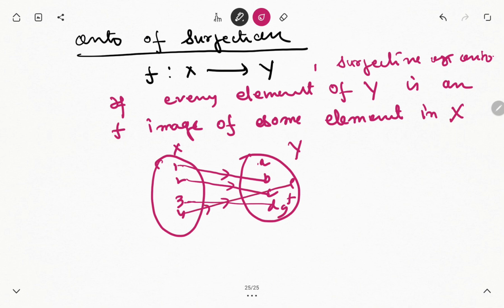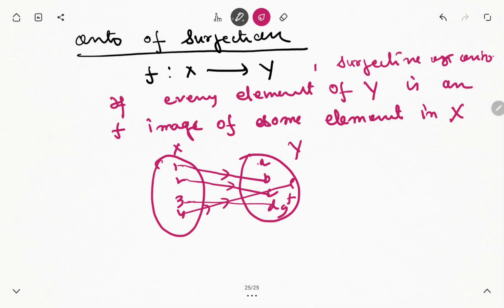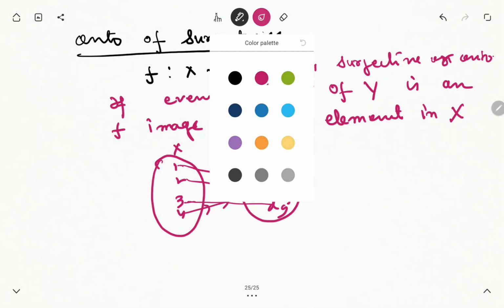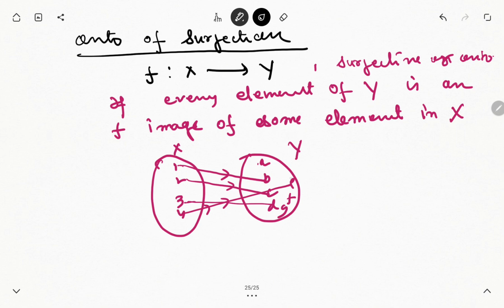So these are the elements I am highlighting. A, F and G are not used. So f is not onto.